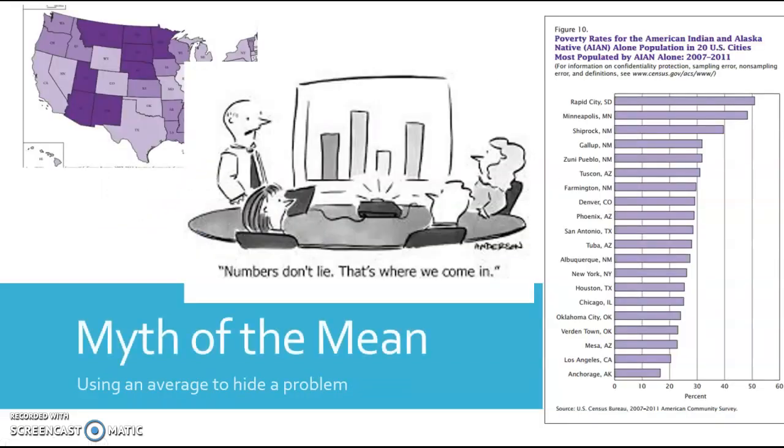And then we have two left. Myth of the mean. Myth of the mean is using an average score, an average measurement of data to hide a problem. I love this comic. Numbers don't lie. That's where we come in. And I think something that is very close to home is the poverty rates of the American Indian population in South Dakota. Now, on average, our state does okay. But if we look at the actual data, we have some extreme poverty in our state that is hidden very well.